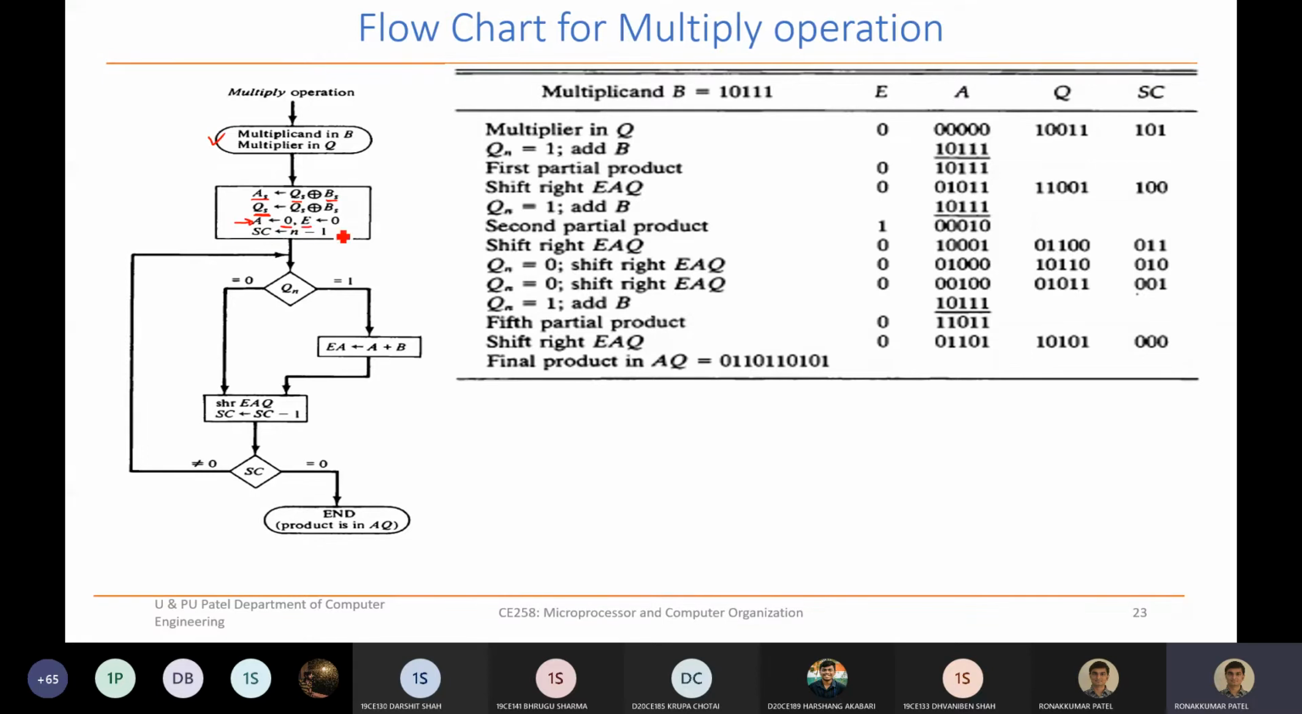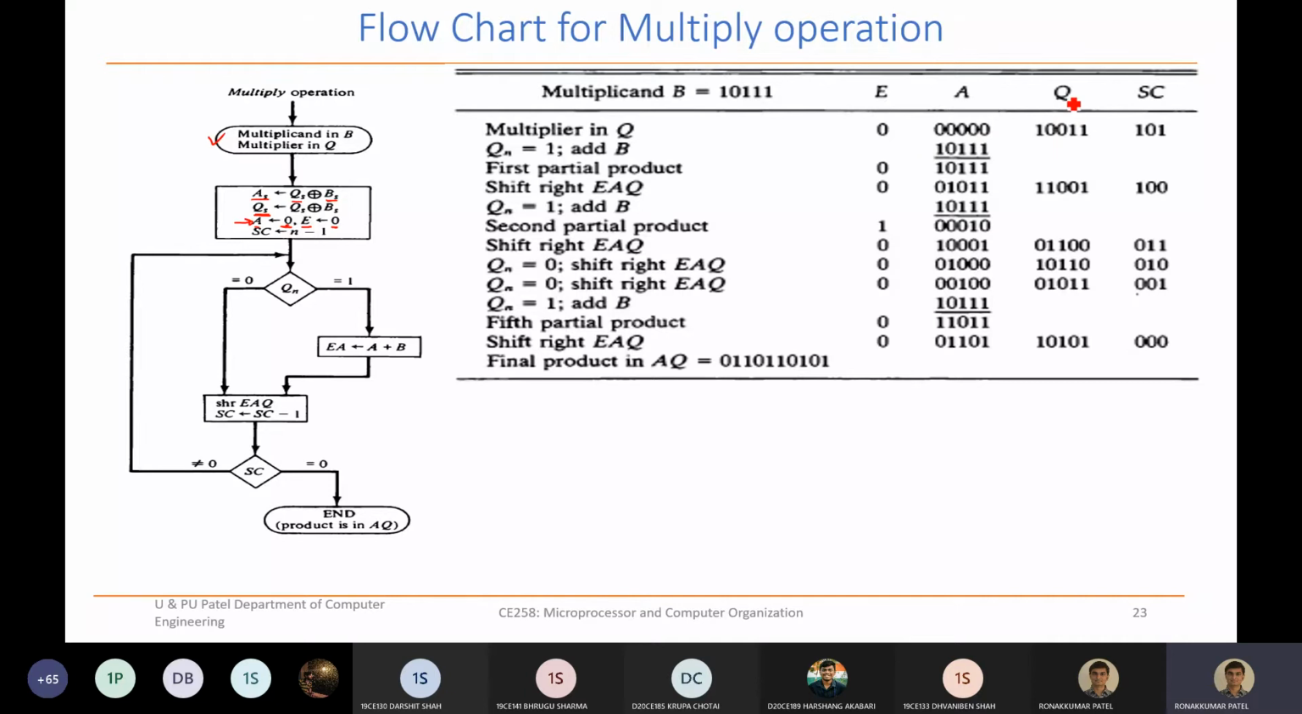Then E is all set to 0. Now in A, how many bits are required? Here 0 is written, but how many bits will it need, right? So in A, as it is the partial product with your multiplicand, the number of bits in the multiplicand is the number you can write here. So A is 0, but how many 0s? It depends on the number of bits in multiplicand B, right? So in B, 1 0 1 1 1, so 5 bits, so 5 zeros you can put.